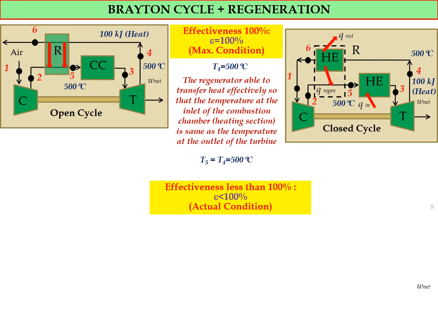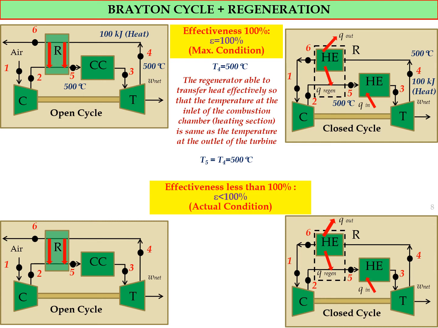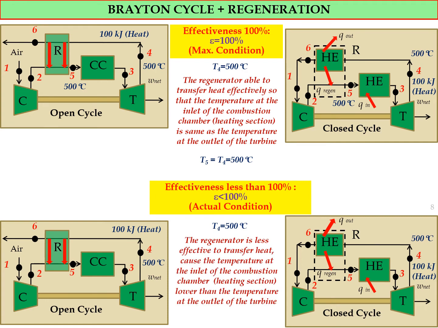So for the system which has effectiveness less than 100%, as I show in this figure, this is the actual condition. This is the open cycle of the Brayton cycle, and this is the closed cycle of the Brayton cycle with the assumption. The temperature at state 4 is equal to 500 degrees Celsius, and the heat output from the turbine is 100 kilojoule. The regenerator is less effective at transferring heat, because the temperature at the inlet of the combustion chamber heating section is lower than the temperature at the outlet of the turbine.